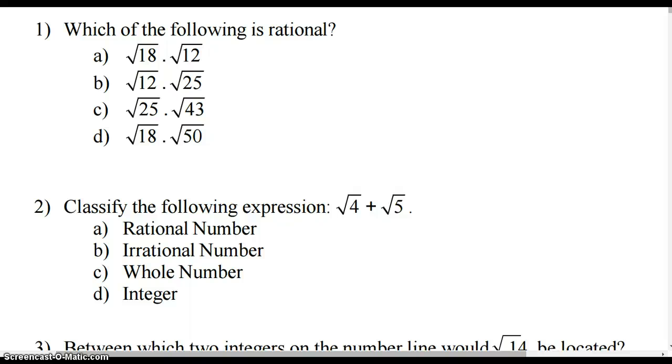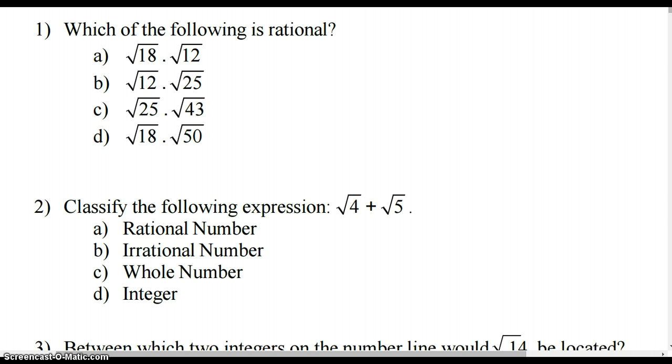This is going to be 1 through 5 on the MCA packet. And number 1 asks us to find which of these is rational. Now, if you have a calculator, and that will vary on the MCA, they might not give you the calculator for this type of question. You could just take, these are all being multiplied, so I could take 18 times 12 and then find out when I square root that if I get a rational number.